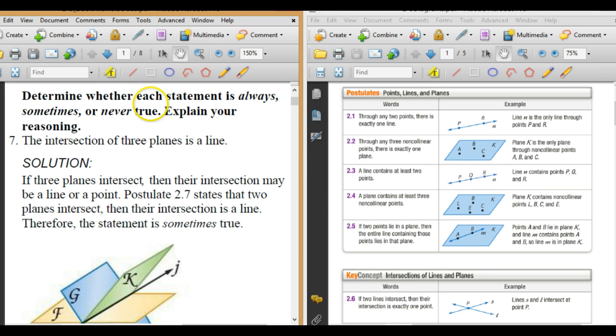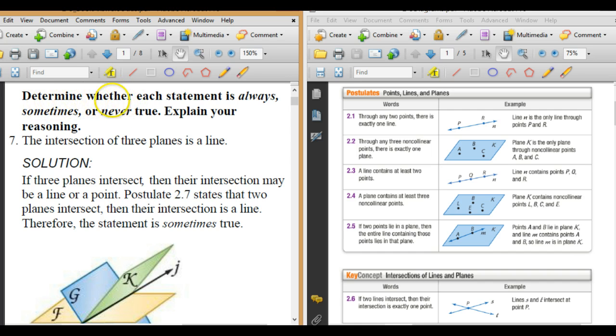In numbers 7 through 9, our directions are to determine whether each statement is always, sometimes, or never true, and to explain your reasoning. Number 7 says the intersection of 3 planes is a line. So in our solution it says if 3 planes intersect, then their intersection may be a line or a point. Postulate 2.7 states that if 2 planes intersect, then their intersection is a line. So based off of this postulate, that would be good enough to show that this statement is sometimes true.